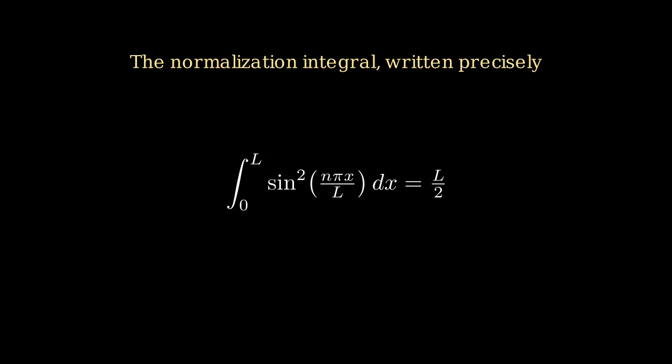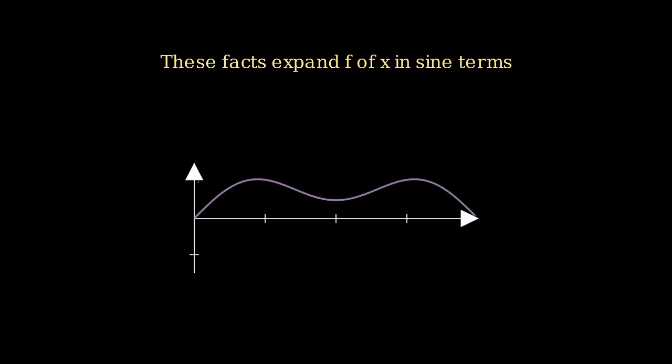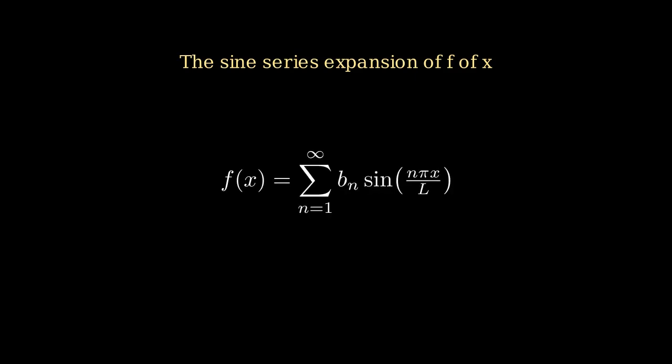L over 2. Because of these two facts together, we can write any function f of x on this domain as an infinite sum of sine terms. In words, f of x equals the sum over all n from 1 to infinity of b sub n times sine of n pi x over L.